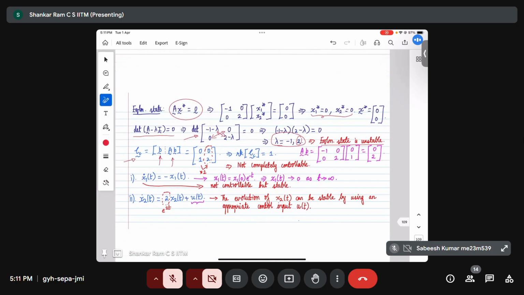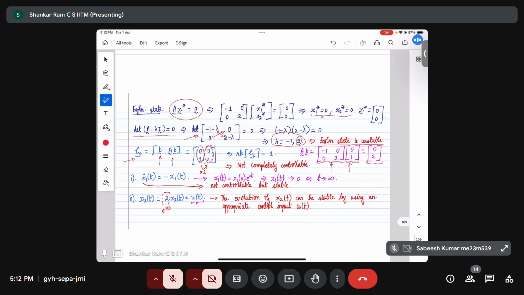So the controllability matrix becomes B and AB. B is just 0, 1, that is the input vector. For AB, we form the product of the matrix A with the vector B. The matrix A is -1, 0, 0, 2. The vector B is 0 and 1. So the AB product becomes 0 and 2. So we get the second column as 0 and 2.